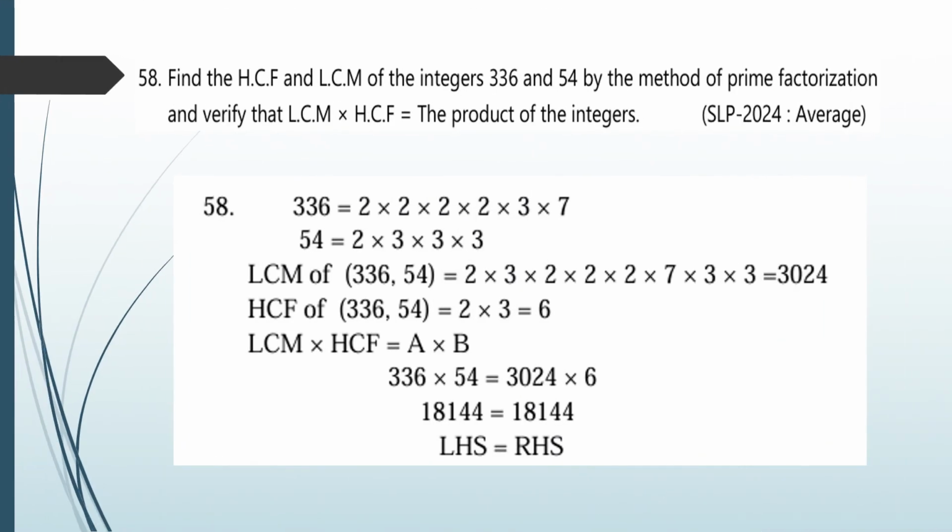Next question. It is similar to the past question, so take it as homework. It is similar to 57 only. Same thing you have to do for 336 and 54 using the prime factorization method. Then find the LCM and HCF and the product of the integers. It is similar to question number 57. So refer and solve this problem and comment the answer in the video. Next question.